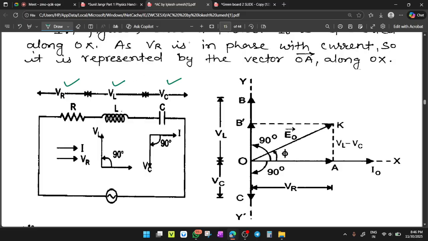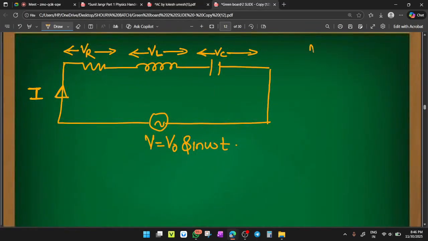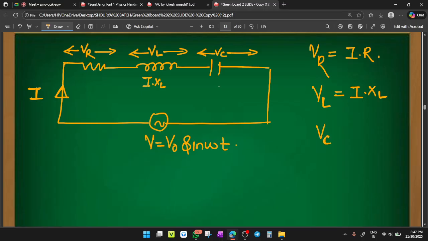Now what is the value of VR? VR becomes I into R, as the current is I and resistance equals R. So VR equals IR. Now the voltage across the inductor becomes how much? I into XL. VL equals current into resistance, but here the resistance becomes reactance, so it equals IXL. And VC, the voltage across the capacitor, becomes I into XC. Clear?